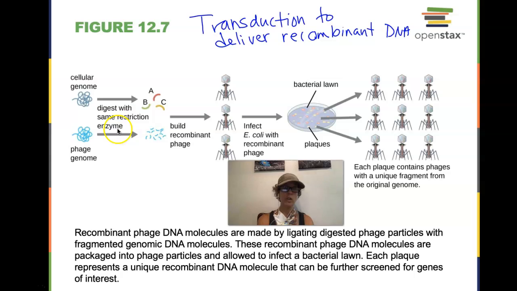We still have to cut them with the same restriction enzyme, so you end up with similar ends, the overhangs. But now we're not building a circular plasmid. We're just sticking bits of DNA together. And we can put those in the presence of phage particles, and we will get assembly of both types of DNA into the phage, the bacteriophage.